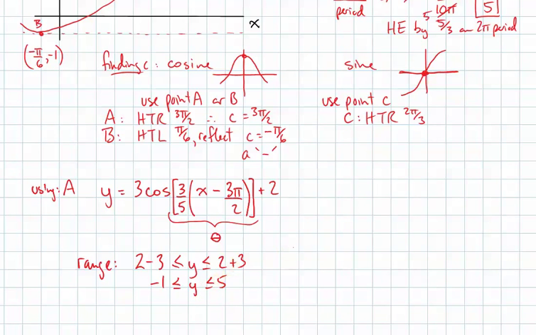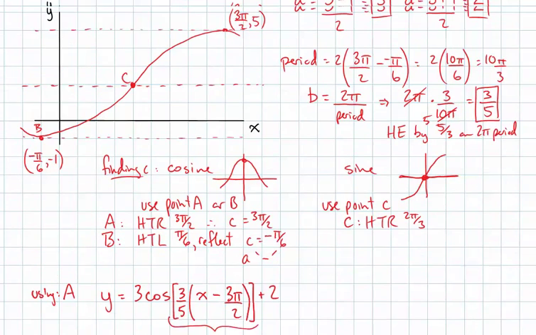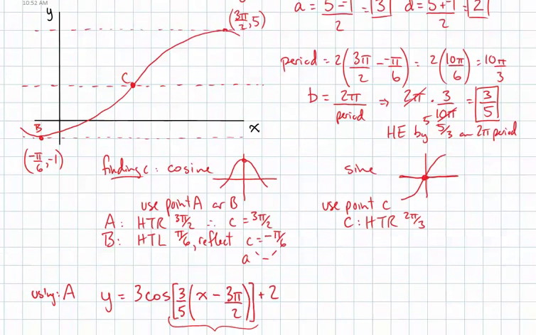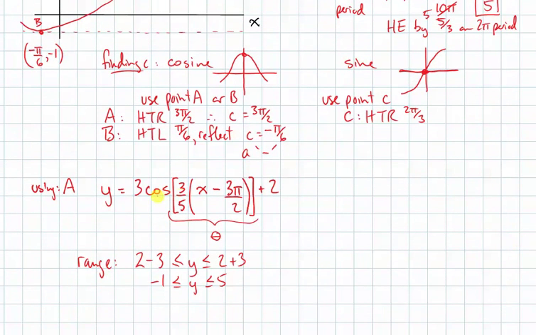Now look up above at the graph. Sure enough, the lowest point was negative 1 and the highest point is 5. Cosine of an angle varies between negative 1 and 1, you'll remember. I multiply that by 3 and add 2 to get the range. Anyway, that's how to calculate the value from reference point A.